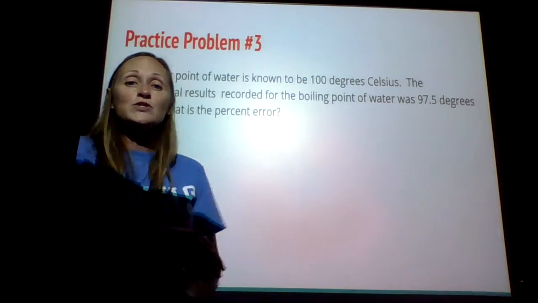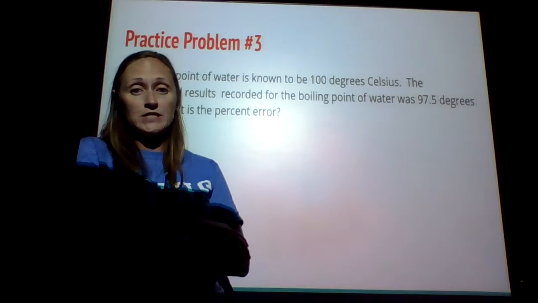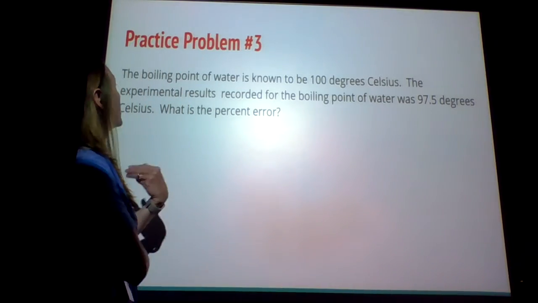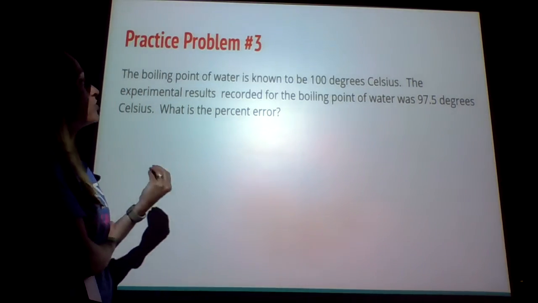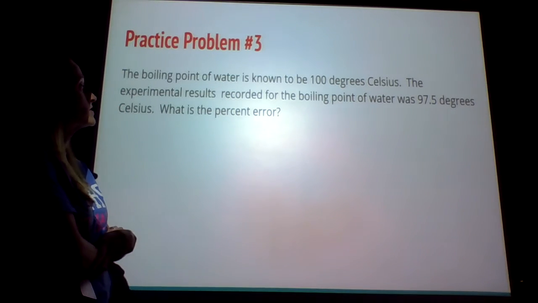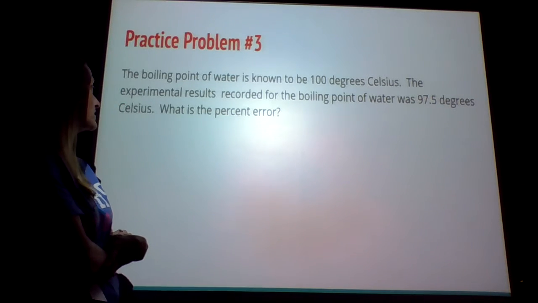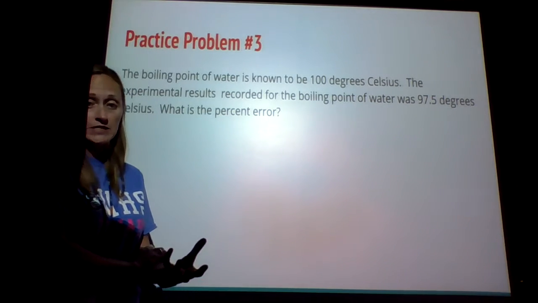Okay, so we're going to start with the independent practice for the percent error problem 3. The boiling point of water is known to be 100 degrees Celsius. The experimental result recorded for the boiling point of water was 97.5 degrees Celsius. What is the percent error?